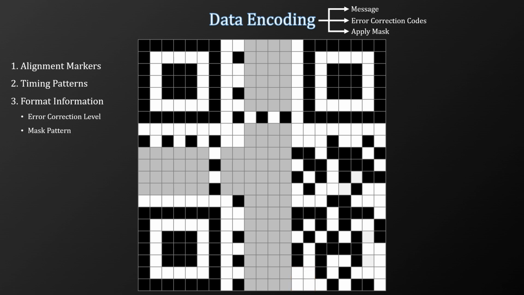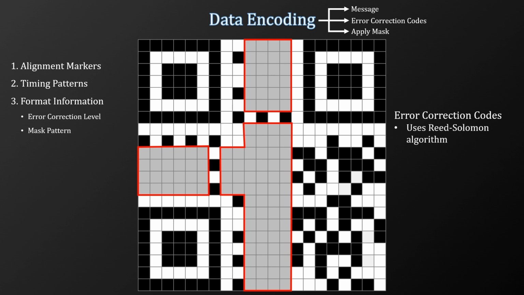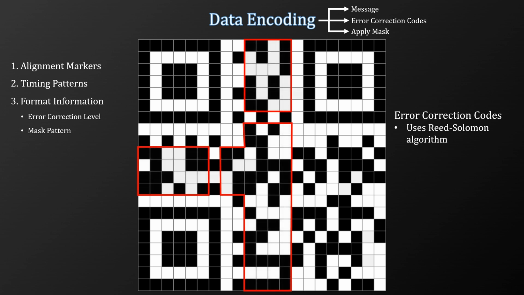With the data encoded, we add error correction bits using the Reed-Solomon algorithm. Reed-Solomon is a fascinating and complex process, but we'll keep it simple for this video. These bits act as backup copies, allowing the QR code to recover missing or damaged data.